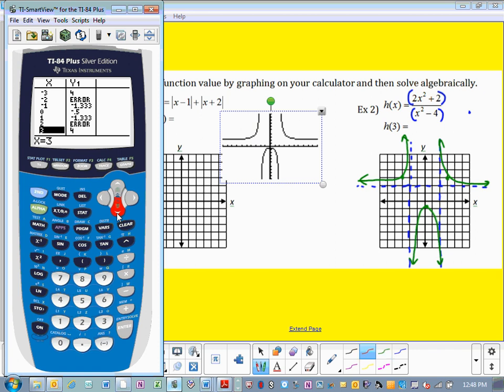If I asked you without a calculator, I know you can do it with your calculator. If I asked you without a calculator, how would you find h of 3? Plug in 3. Awesome. Remember your order of operations? 9, 15, 20 divided by 5. 20 on top, and what was the bottom? 5. 9 minus 4 is 5, so I get 4. 4. Cool. Does that match with our picture?